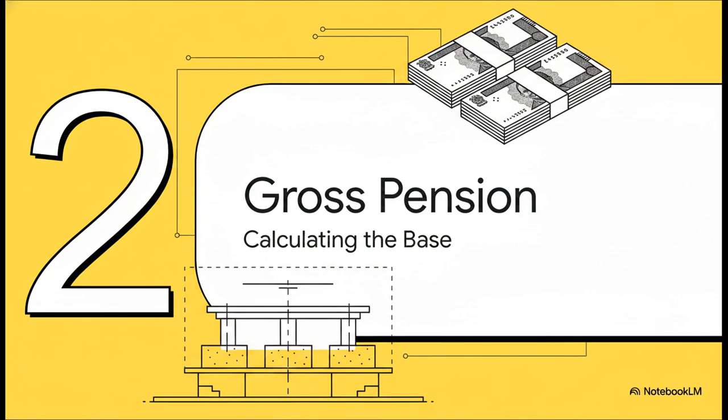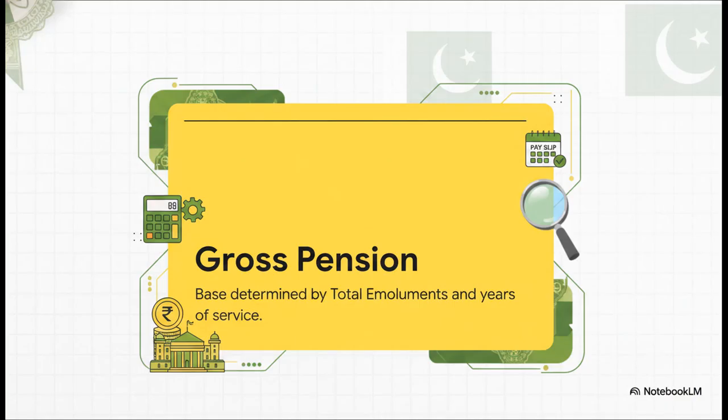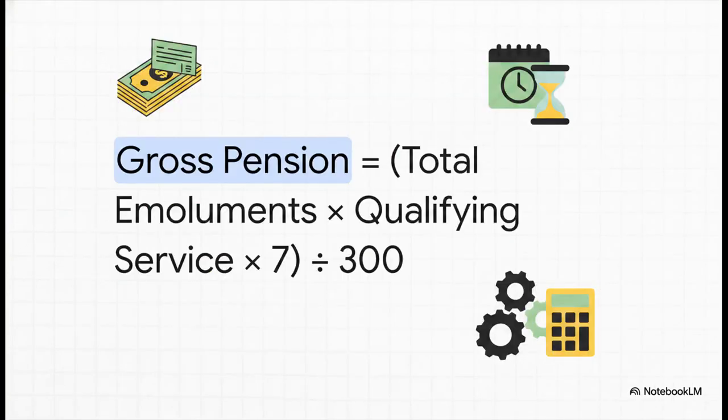Now that we've got our precise inputs locked in, we need to calculate the actual bedrock of your payout. So the absolutely crucial point here is understanding what gross pension actually means. It's your initial calculated baseline. The government figures this out by taking your total emoluments, which, let's be real, is just a fancy bureaucratic term for your last basic pay, added together with all your eligible pensionable allowances, and they combine that with the total number of years you've actually worked.